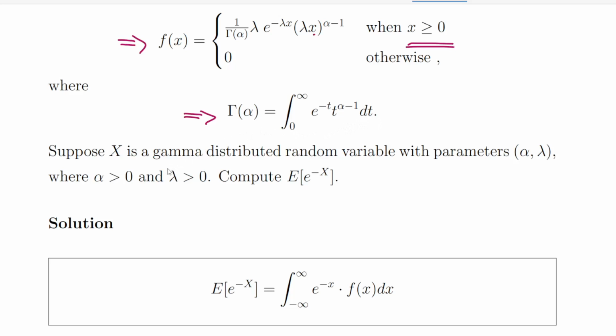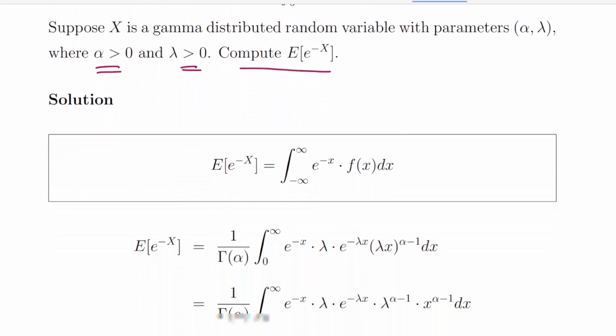Okay. Suppose that x is a gamma distributed random variable with these parameters, where alpha is greater than 0 and lambda is greater than 0. What we're asked to do is calculate the expected value of the exponential of minus x. Okay, so what do we do? This is very similar to calculating or deriving the mean, but we're doing something slightly different here. So what we have to do is get the expected value of the exponential of minus x.